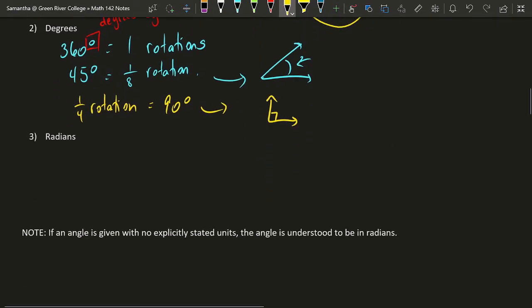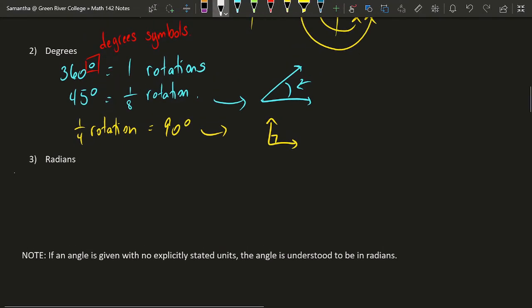Now, the last traditional way of measuring an angle is to use something called a radian. And radians satisfy the property that there are 2 times pi radians in a single rotation.